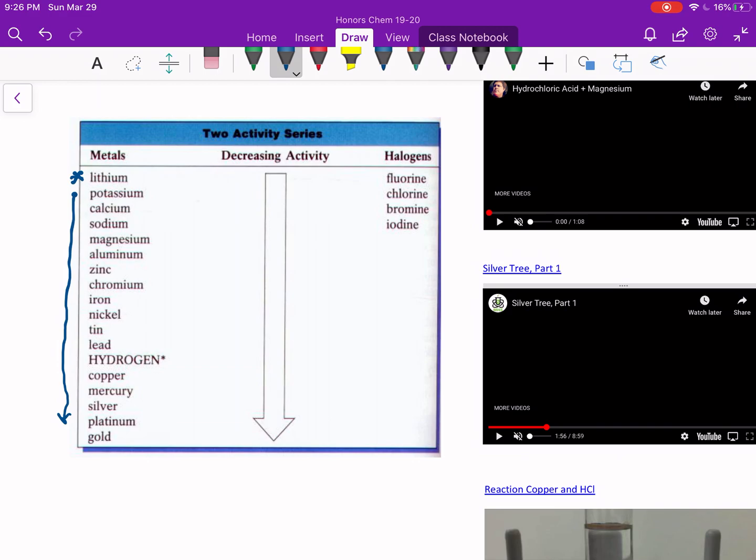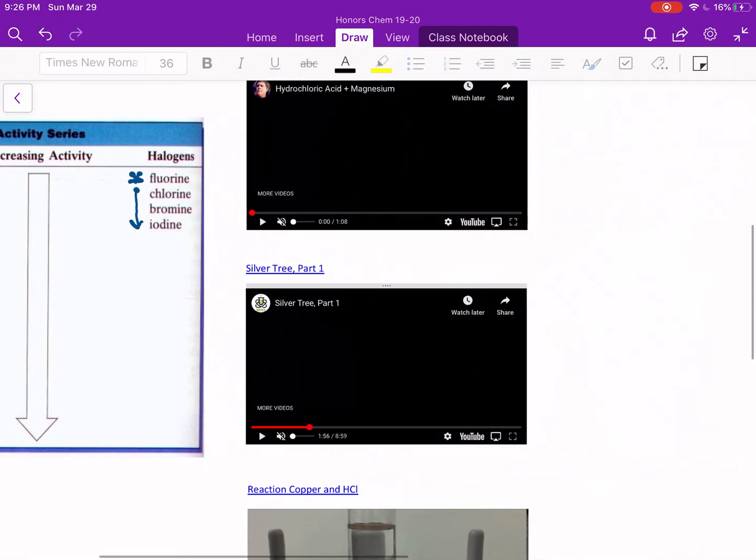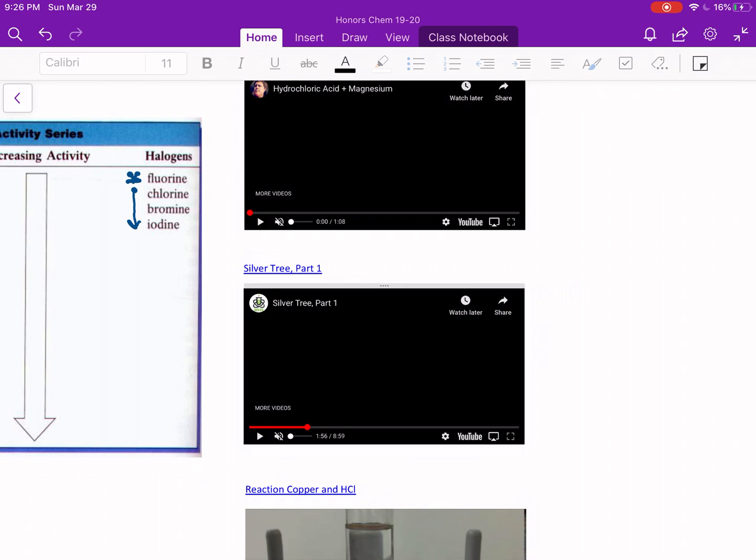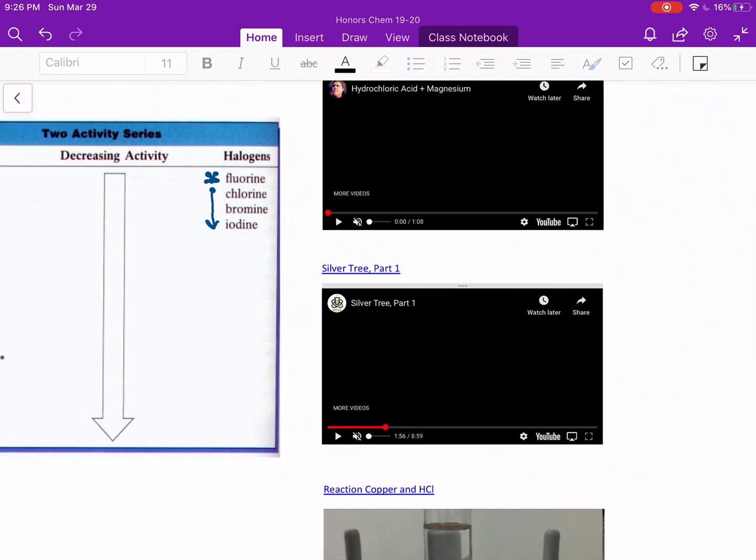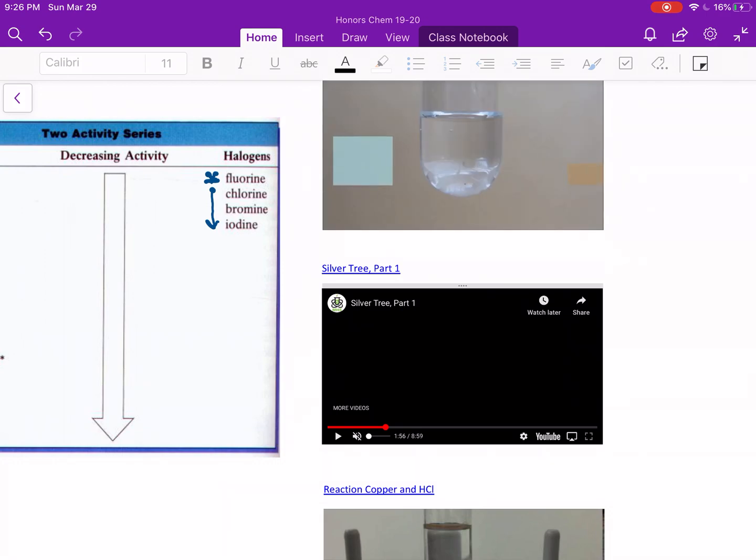Same thing for our nonmetals. In here we just have our halogens, just to keep it simple. There, fluorine, that most electronegative, is going to be able to displace anything lower than it. So let's take a look at a couple examples of single replacement reactions, okay? And so now we have hydrochloric acid with magnesium. We've already seen this one, but let's take a look at it.